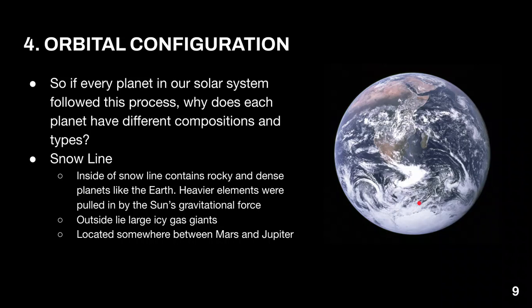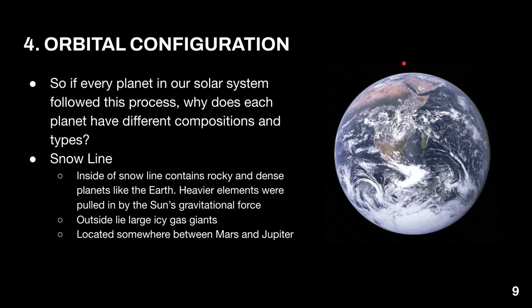So, I want you to imagine our solar system in a straight line, starting with the sun here, Mercury, Venus, Earth, Mars, etc., until we end with Neptune. You may notice that planets closer to our sun, such as Mercury, Venus, and Earth, are rocky and dense, while planets further away, such as Saturn and Neptune, are icy gas giants. And this is exactly what the planetesimal theory explains.